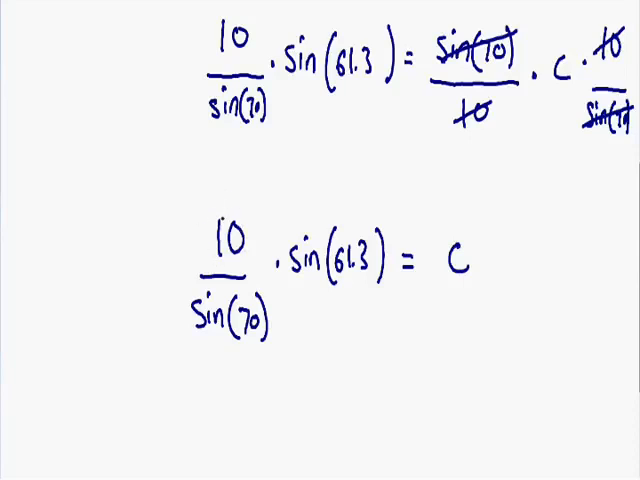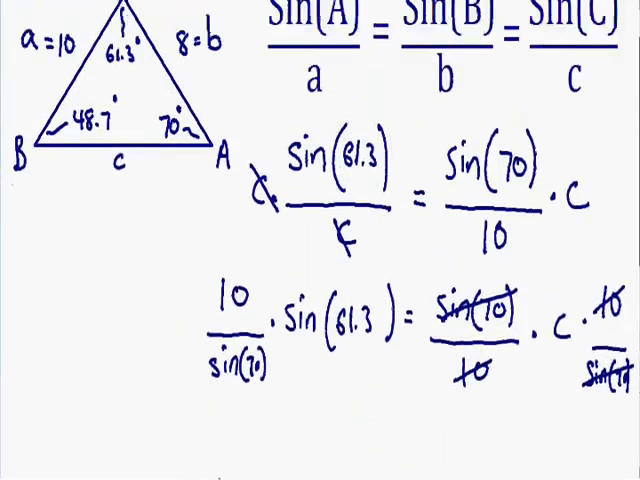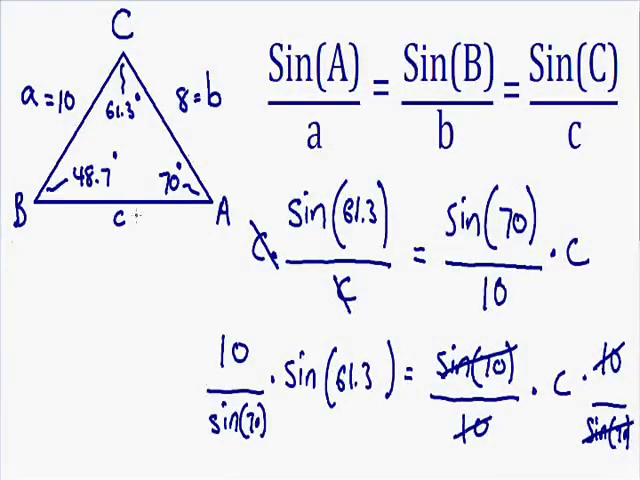If we take 10 and we divide that by the sine of 70, and then we multiply that by the sine of 61.3, we get 9.3, and I rounded that to 1 decimal point, and that is equal to C. And now we know that the length of side C is equal to 9.3. So if we go back to our diagram, we know that C is equal to 9.3. So now we have solved our triangle completely.